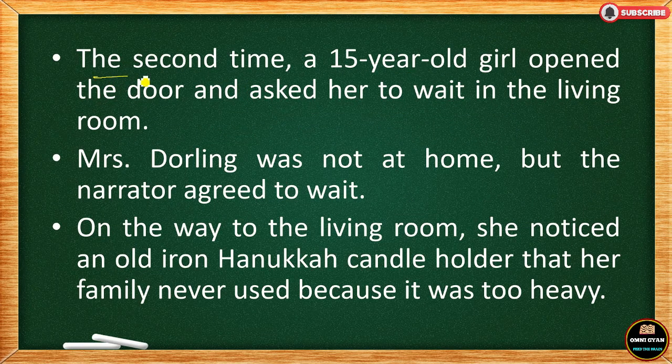Now, the second time, a 15-year-old girl opened the door and asked her to wait in the living room. The narrator again came to Mrs. Darling's house and, as usual, rang the doorbell. But this time, Mrs. Darling did not come to open the door. It was a 15-year-old girl who came, opened the door, and asked, "What do you want?" Naturally, the narrator said that she wanted to meet Mrs. Darling. So this girl asked her to please wait in the living room while she went inside to call Mrs.